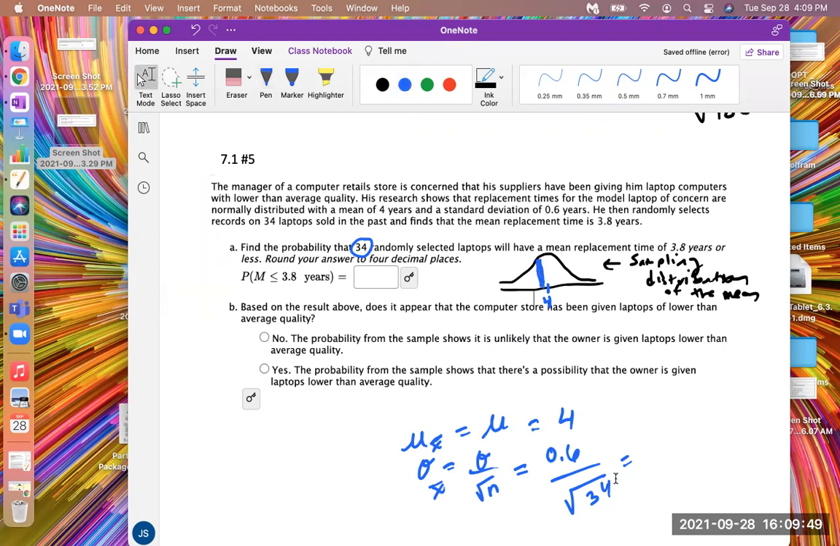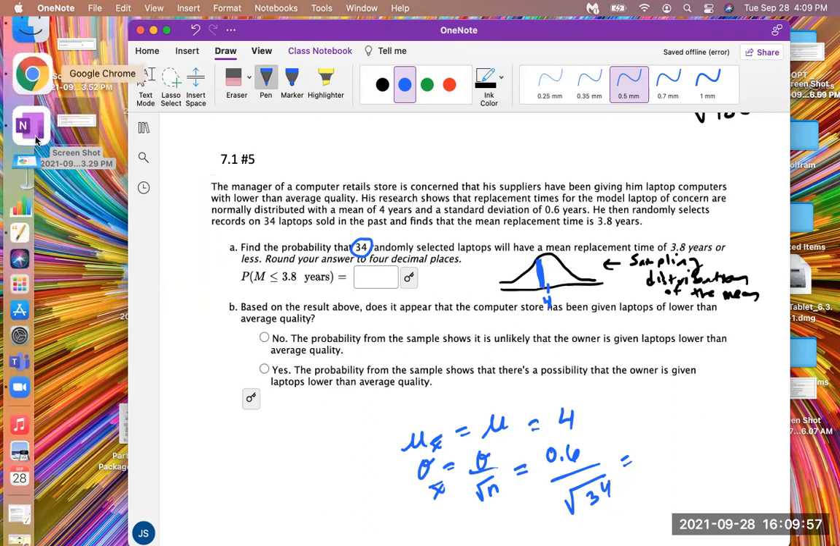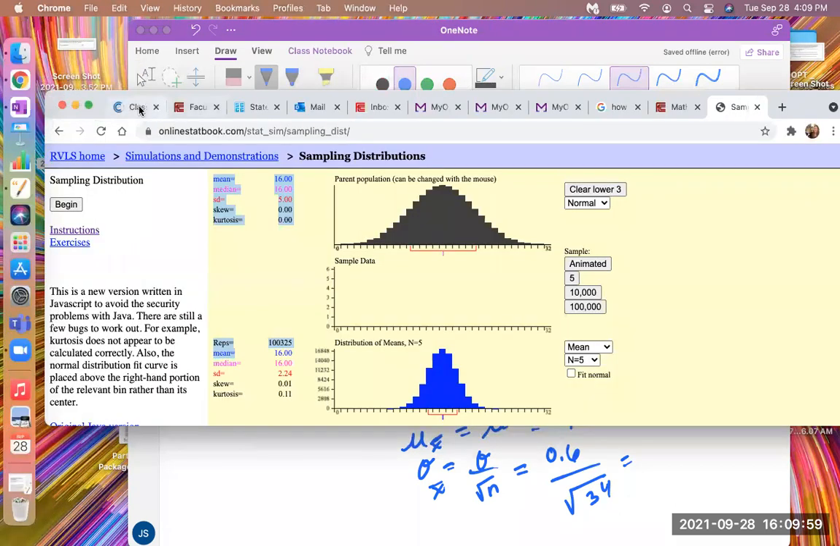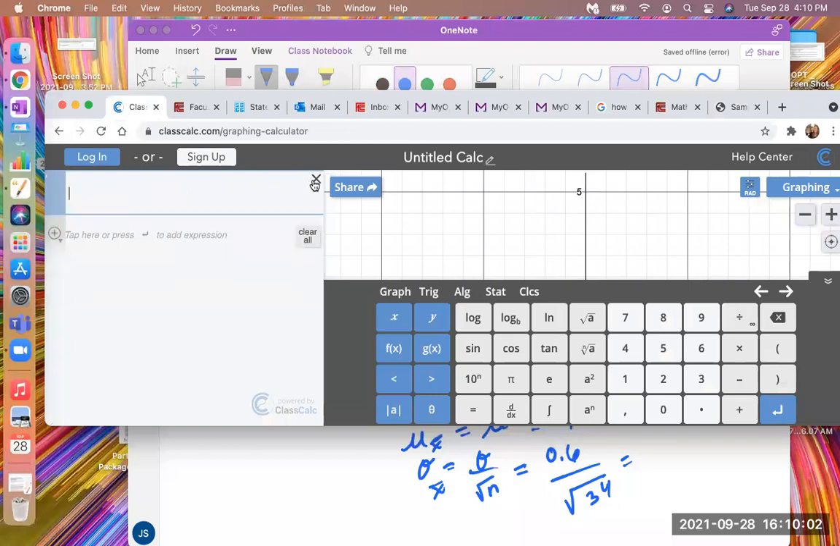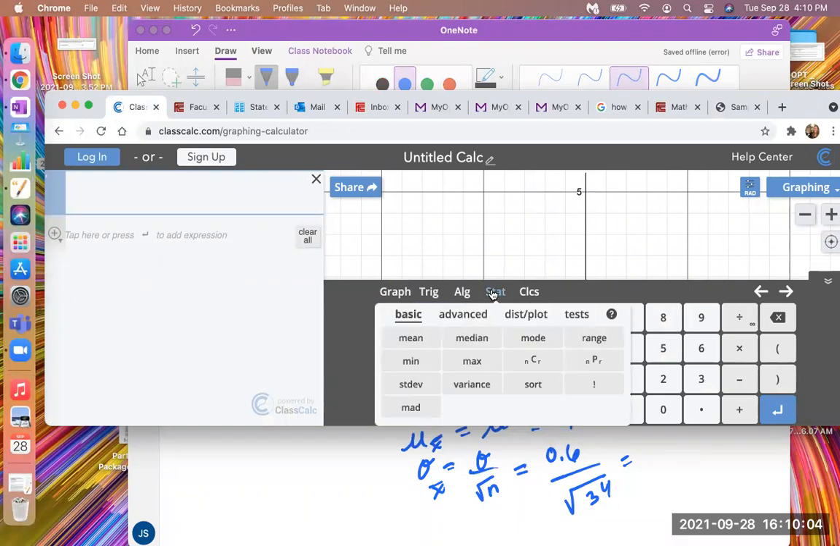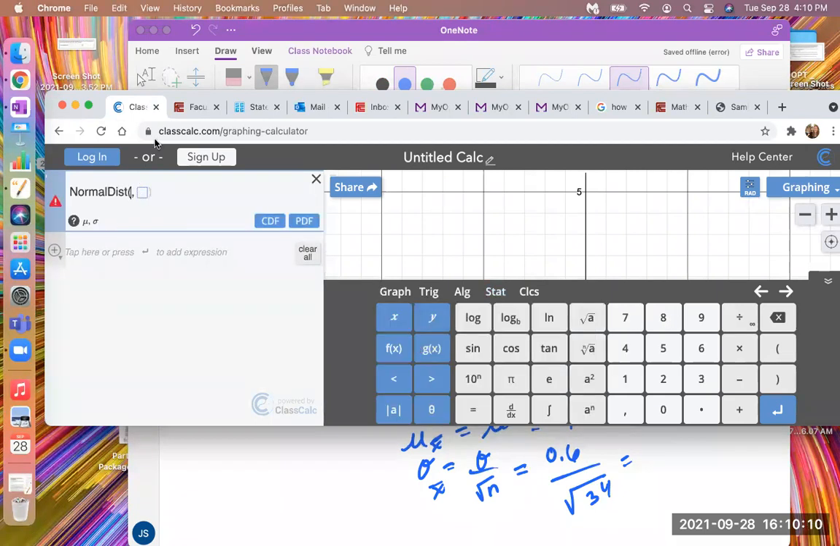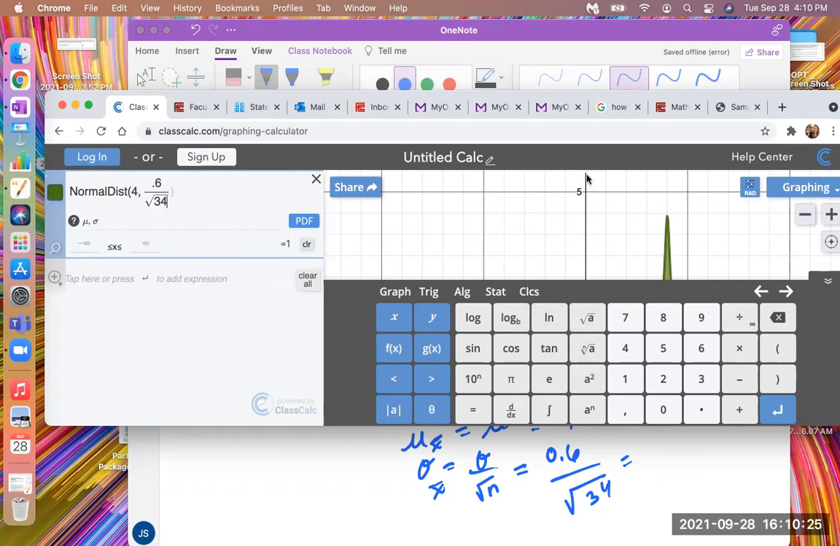Okay, actually, we don't even have to calculate that. Let me show you each step. I go to stats, then distributions, and get a normal distribution. For the mean, I put 4. For the standard deviation, I put 0.6 divided by the square root of 34, using that square root symbol. And then there I go. I pick CDF.